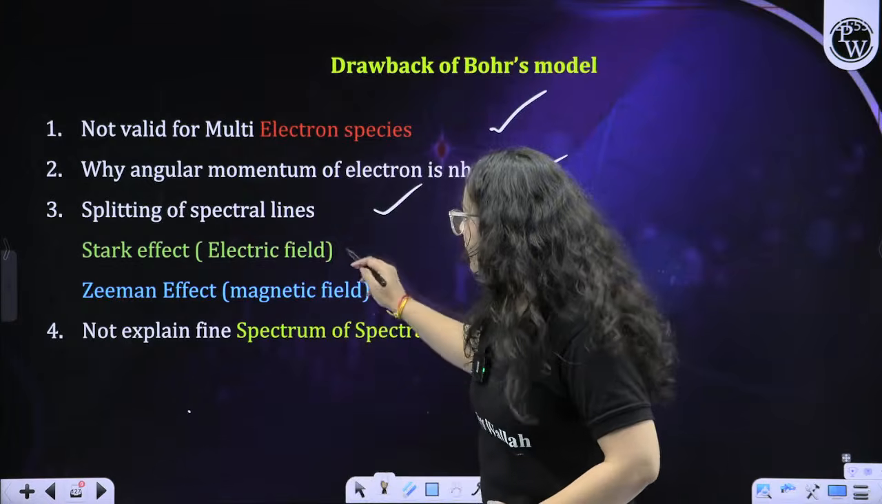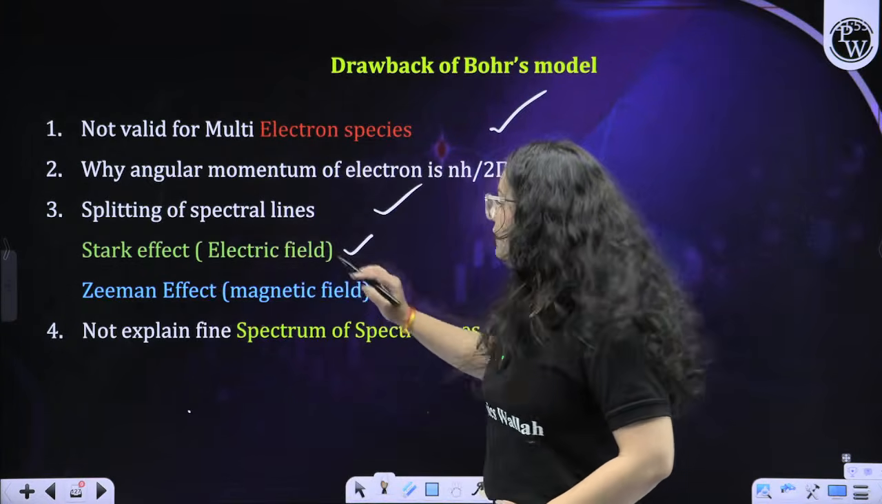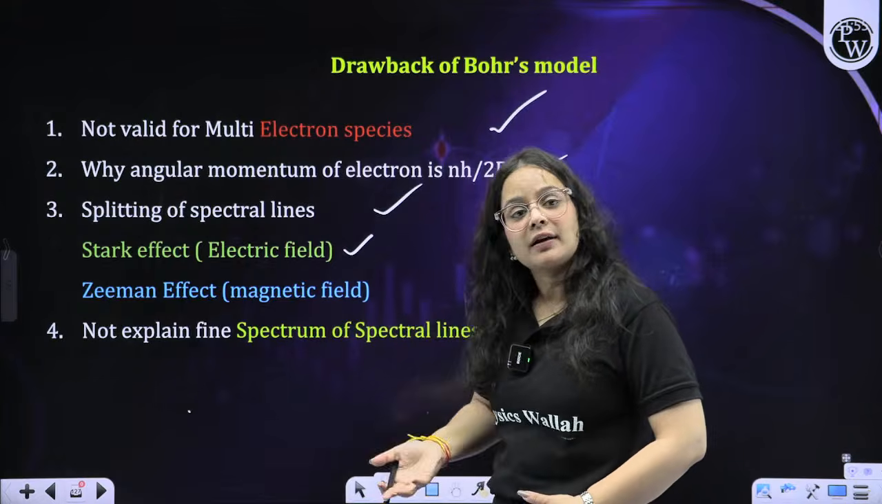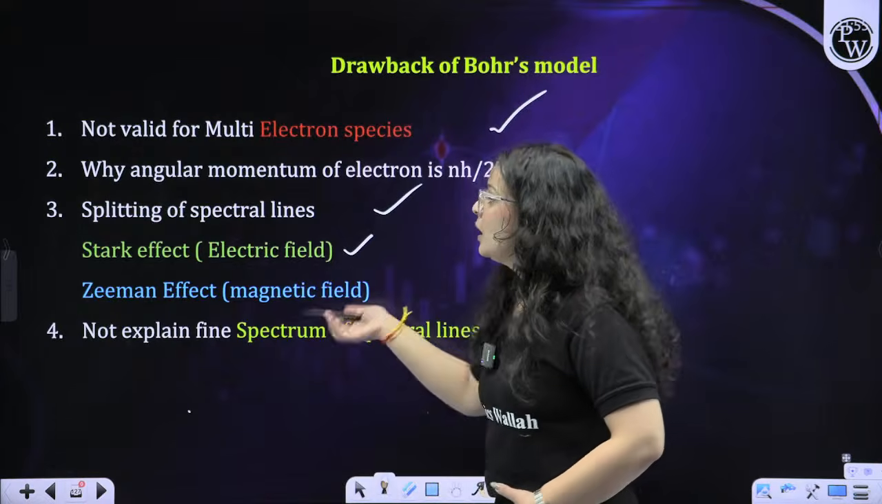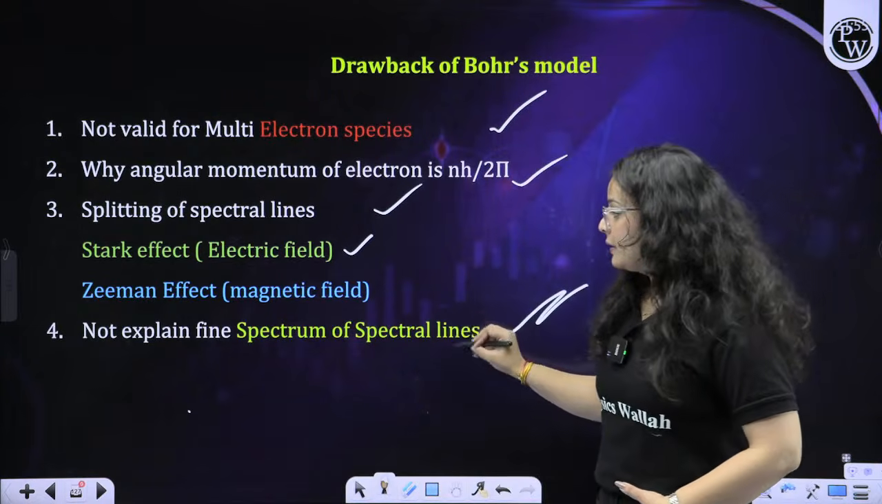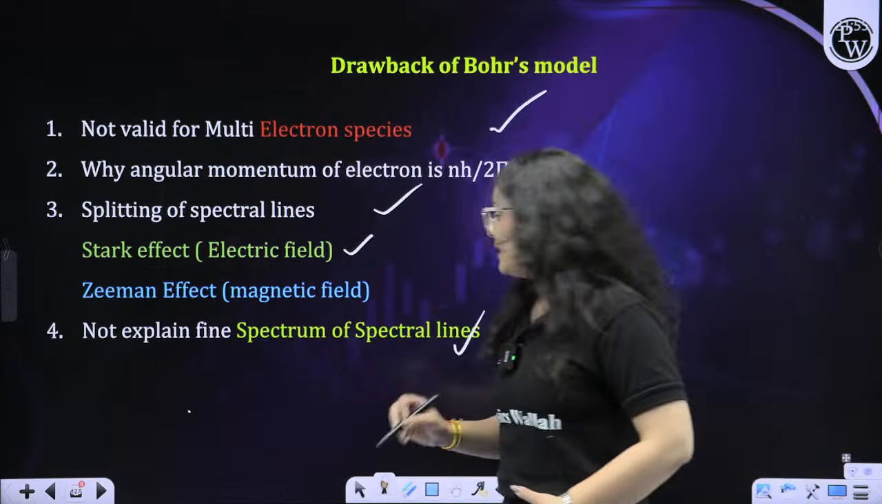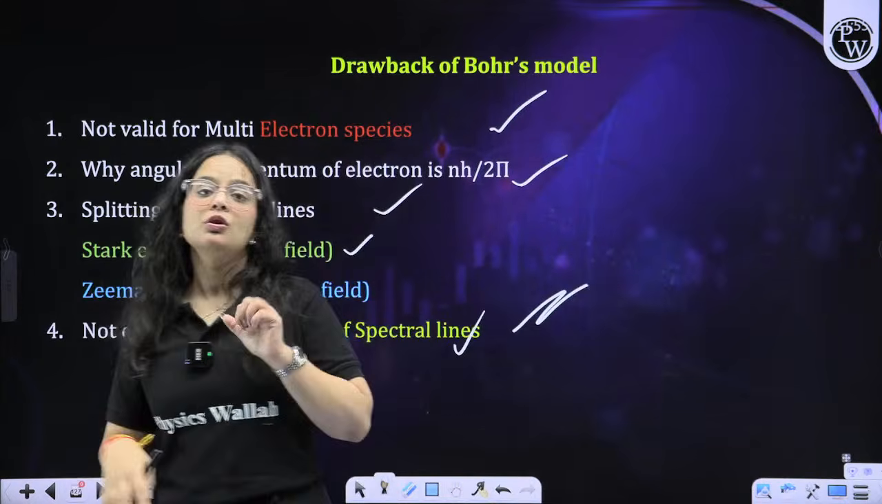In the presence of an electric field, it is known as the Stark effect. In the presence of a magnetic field, it is known as the Zeeman effect. Now, what is the reason behind the spectral line splitting? It was not at all explained by the Bohr model. Then, the fine spectrum, the finest spectrum of spectral lines, was not at all justified.